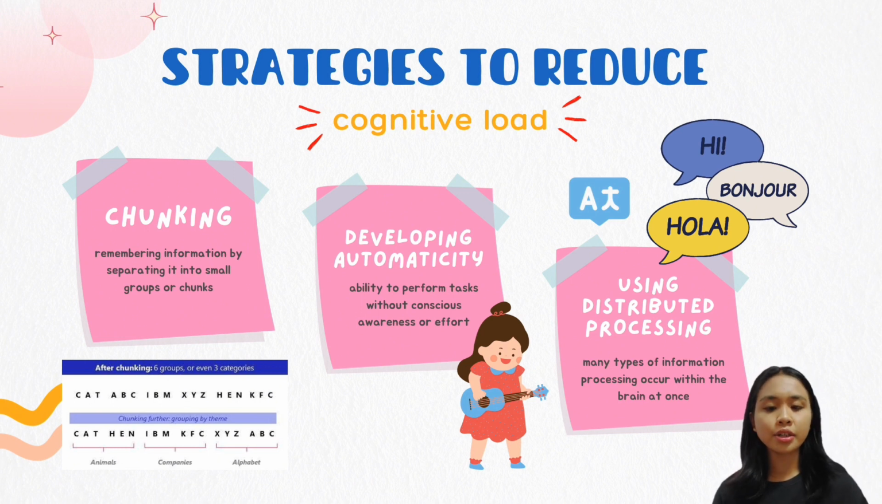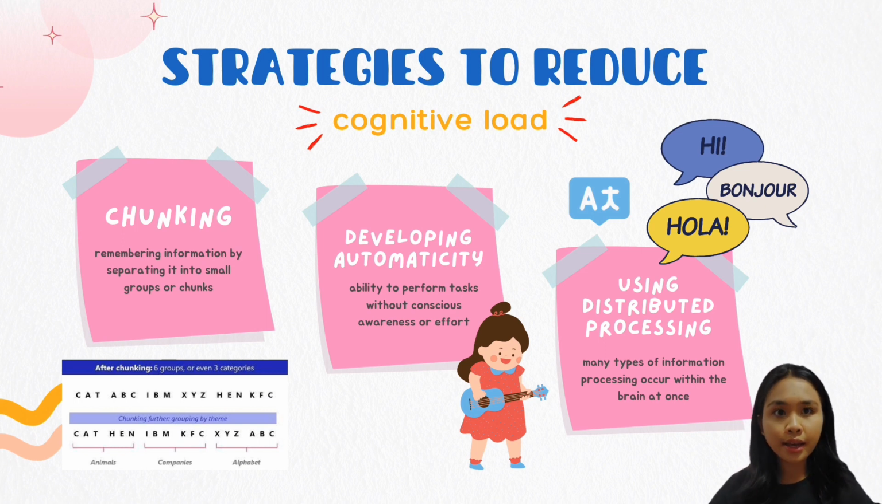The second strategy is developing automaticity. It is the process of making a task become automatic. For example, practicing learning guitar consistently and repeatedly can allow our brains to make the task of learning guitar become less cognitively demanding. The last one is using distributed processing. For example, when learning a new language, distributed processing will allow our brain to gradually master the language by dividing the learning process into smaller and manageable parts.